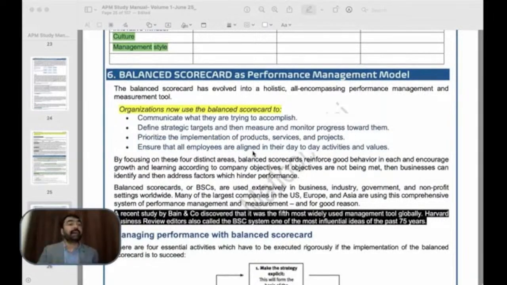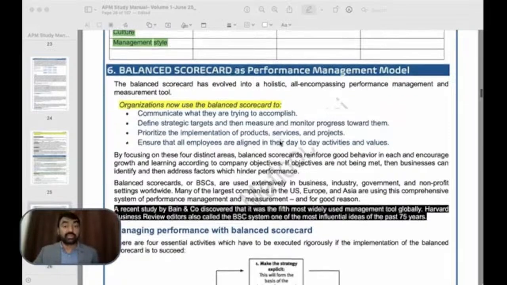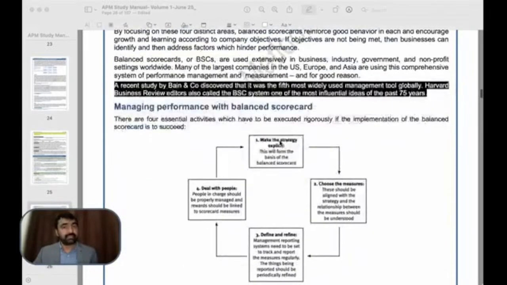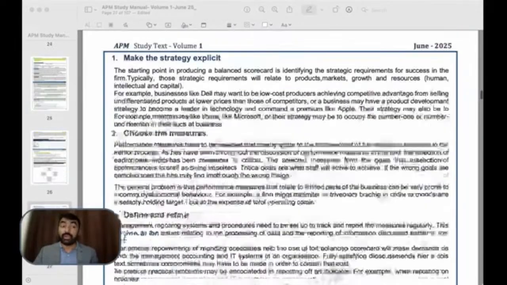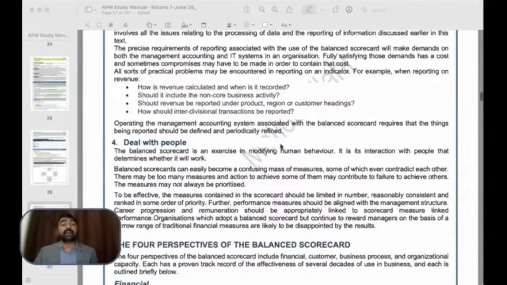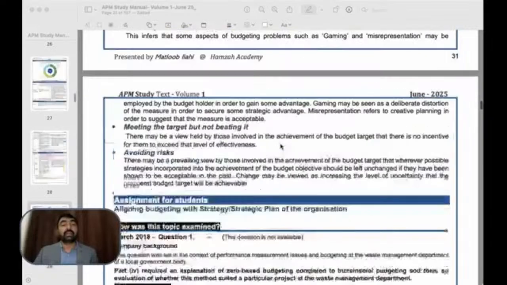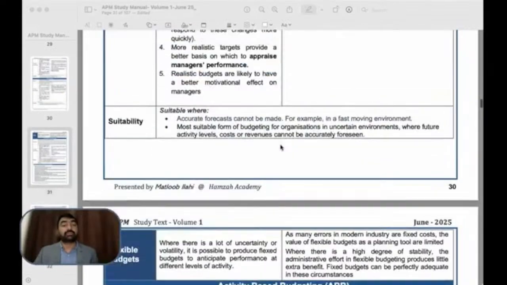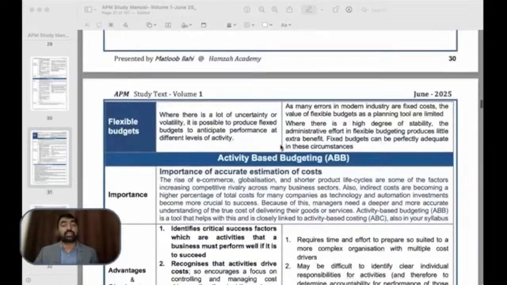But you will have the opportunity to study the balanced scorecard again in the last section, section D, where we will be studying it as a performance measurement tool. So I would recommend you go through this one. It's very simple. Just enjoy, read about it. And in the next class, we will be starting our topics from budgeting and controls.